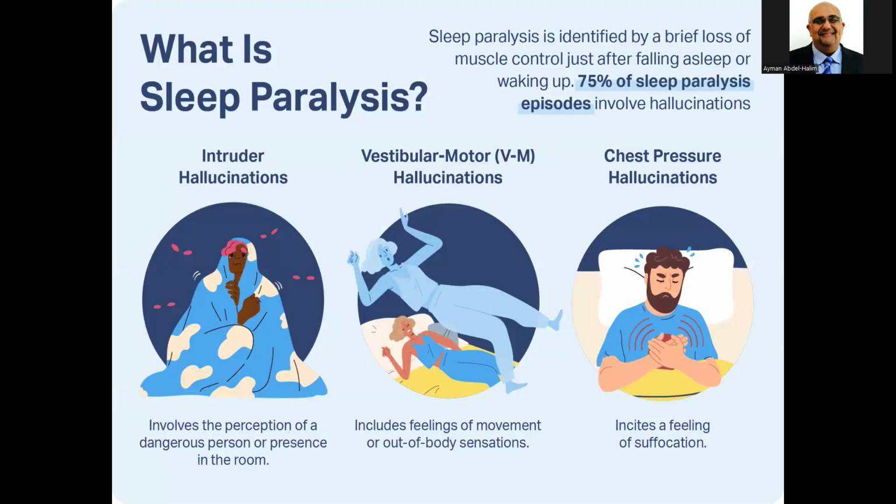So what is sleep paralysis? Sleep paralysis is identified by a brief loss of muscle control just after falling asleep or waking up. 75% of sleep paralysis episodes involve hallucinations. And then we have different types of hallucinations, like intruder hallucinations, vestibular motor hallucinations, and chest pressure hallucinations. The intruder hallucinations involve the perception of a dangerous person or presence in the room. The vestibular motor includes feelings of movement or out of body sensations. And lastly, chest pressure hallucinations incite a feeling of suffocation.